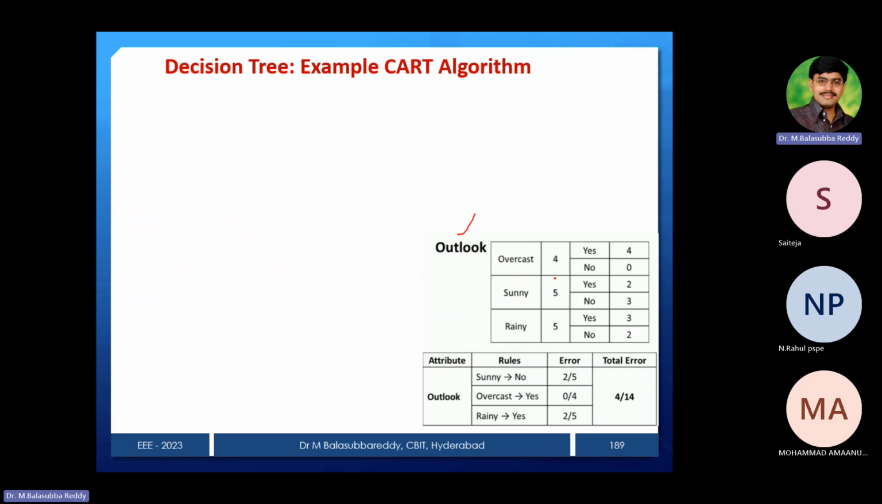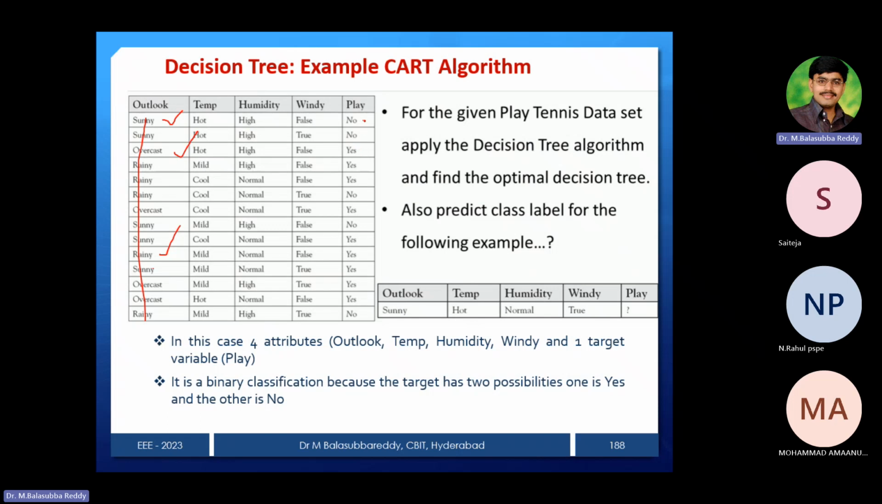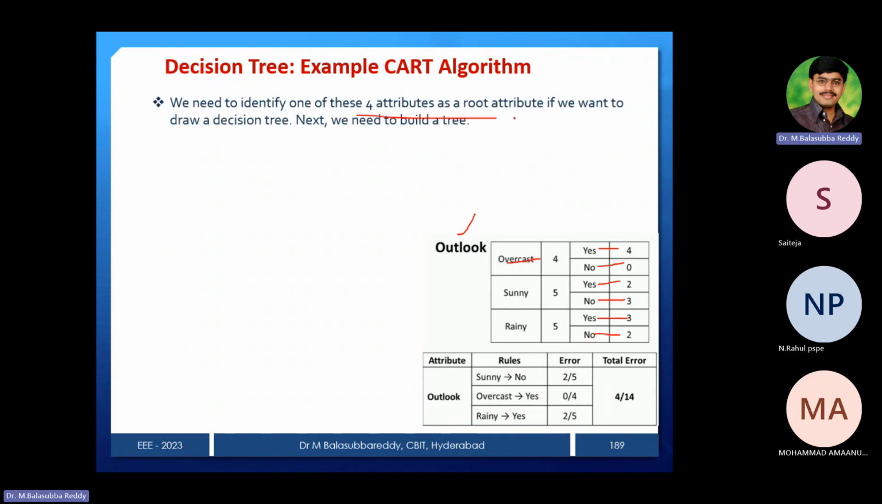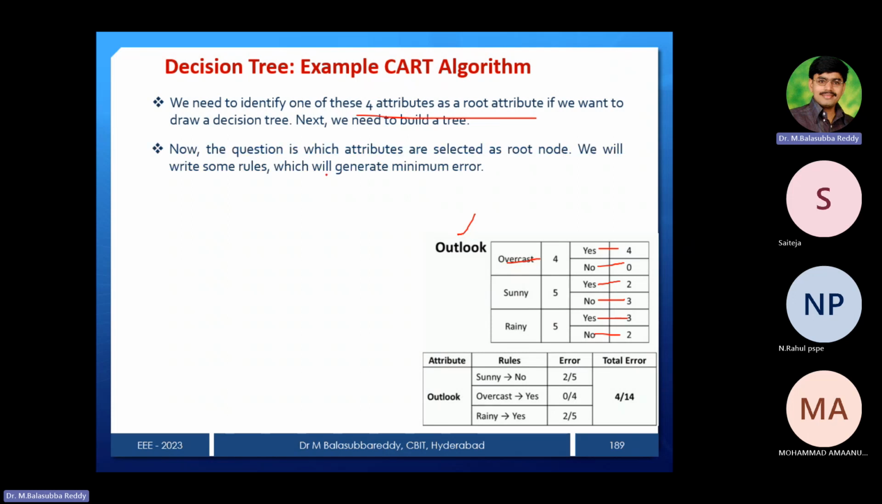These are the classifications. In that, the target side: how many yeses are there, how many no's are there with respect to sunny, with respect to overcast, with respect to rainy? Now overcast is 4. In that, yeses are 4, no's are 0. Similarly, sunny, yeses are 2, no's are 3. And rainy, among 5, 3 yes, 2 no. Now that's what I mentioned here. Among the 4 attributes, to decide which one is the root node, we need to find the minimum error.